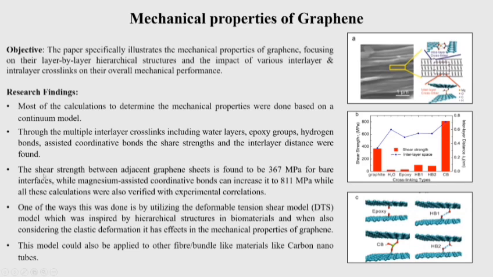And the shear strength through the formulation and experimental design was found to be 367 megapascal, which is pretty high compared to the tensile strength of most hard steel materials. And one of the ways this was done was using the deformable tension shear model, which was primarily inspired by the hierarchical structure of biomaterials. And when this was implemented at different layers of the graphene, it had different effects as well.